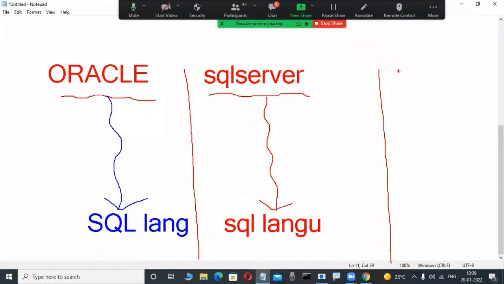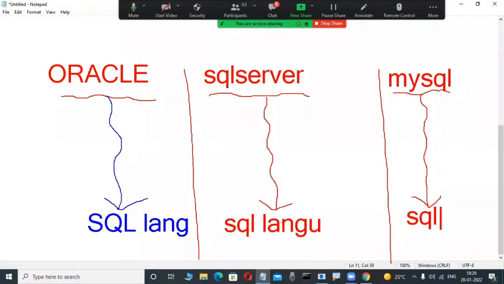Again, many people in my company are using MySQL, a relational database product that is open source. Some employees work on MySQL, and they operate the MySQL database also using SQL as the language. So the SQL language is there, a universal language.